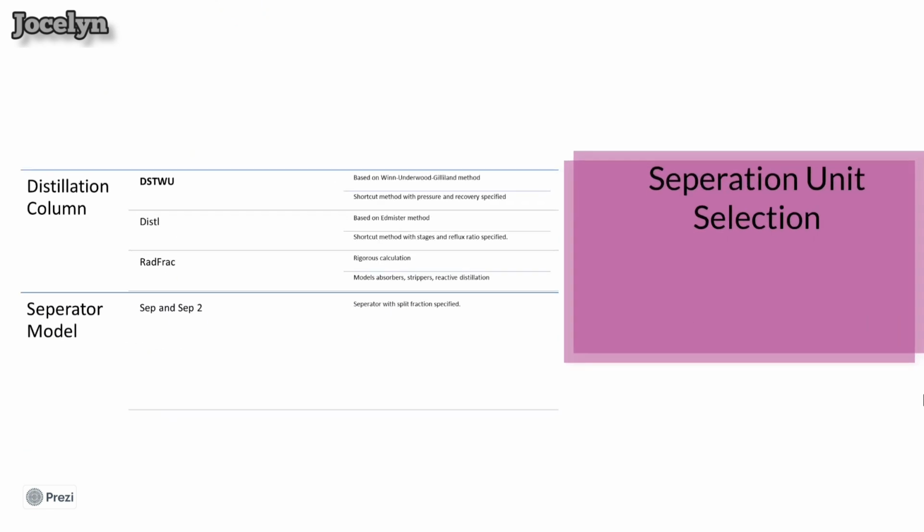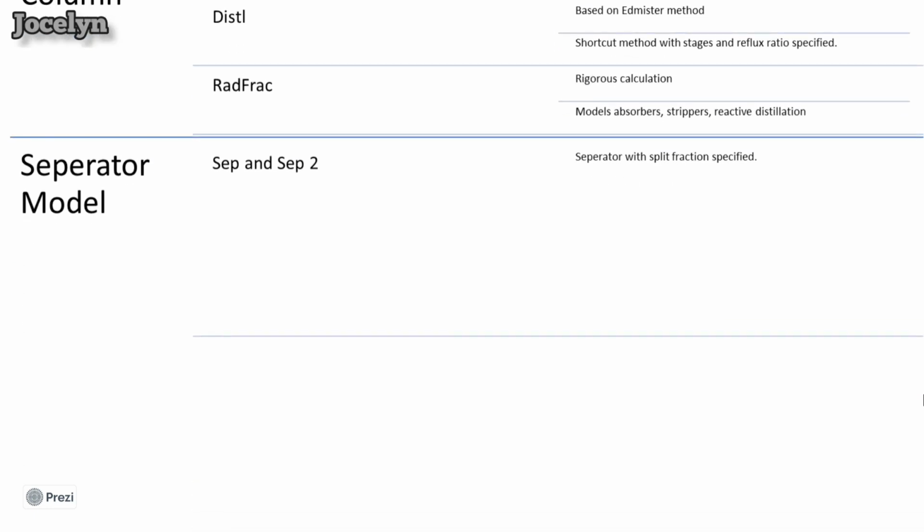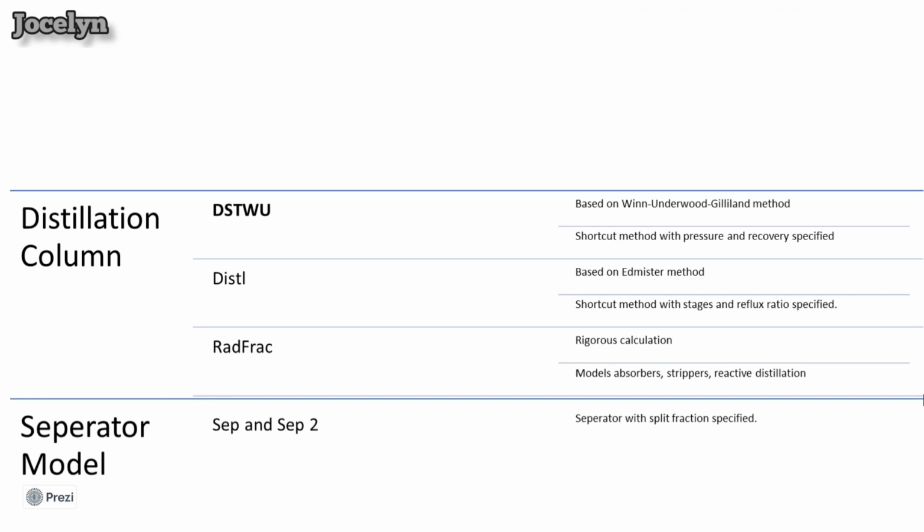And looking at the separation unit, we have two choices. Within the distillation column, we've chosen to use the STWU because it's a shortcut method with only pressure and recovery specified. The other two units, we just do not have the necessary information. We could also use a separator model, which only requires split fraction specified, and we do have that. However, considering that we only have a distillation column as a separator in our process, we chose to use the STWU because we believe that will help us in a later stage.